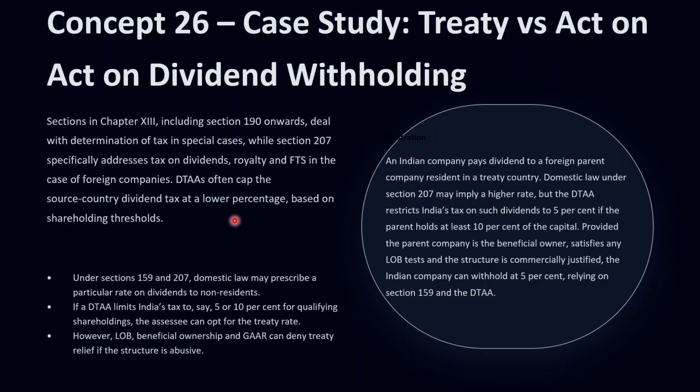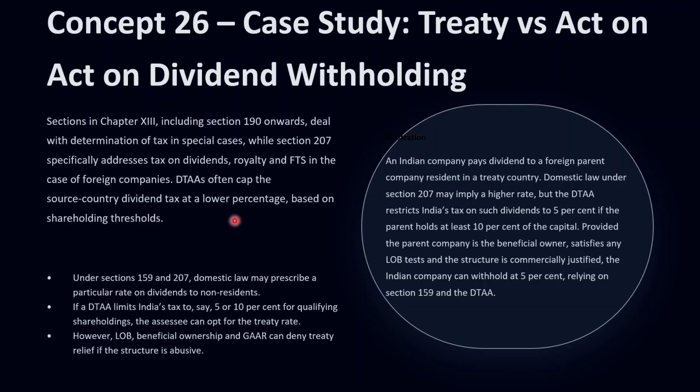So if domestic law implies, say, a 20% rate on dividend paid to a foreign company, but the relevant DTAA says that where the foreign company directly holds at least 10% of the capital of the Indian company, India's tax is limited to 5%, the taxpayer can invoke the DTAA and get the benefit of the lower rate. That is perfectly fine. However, this is subject to conditions.